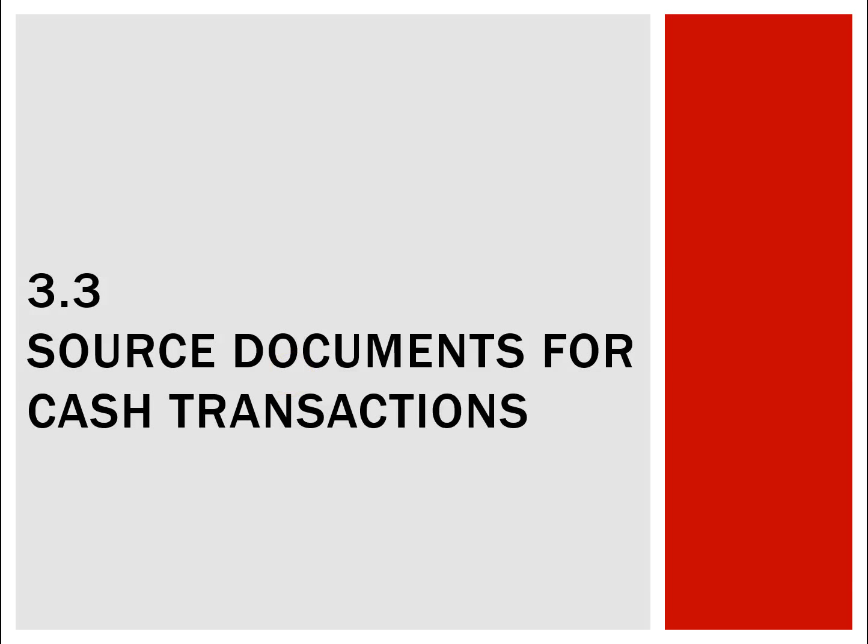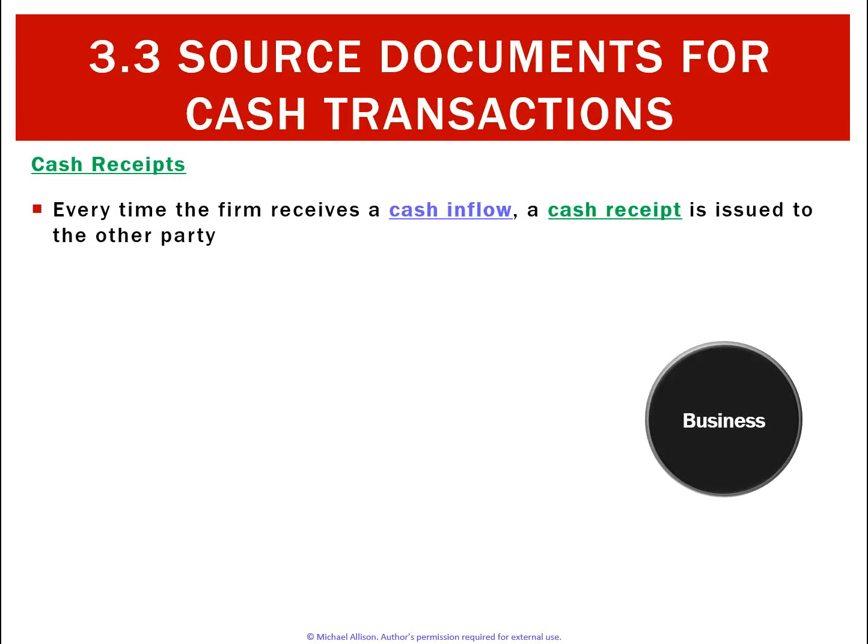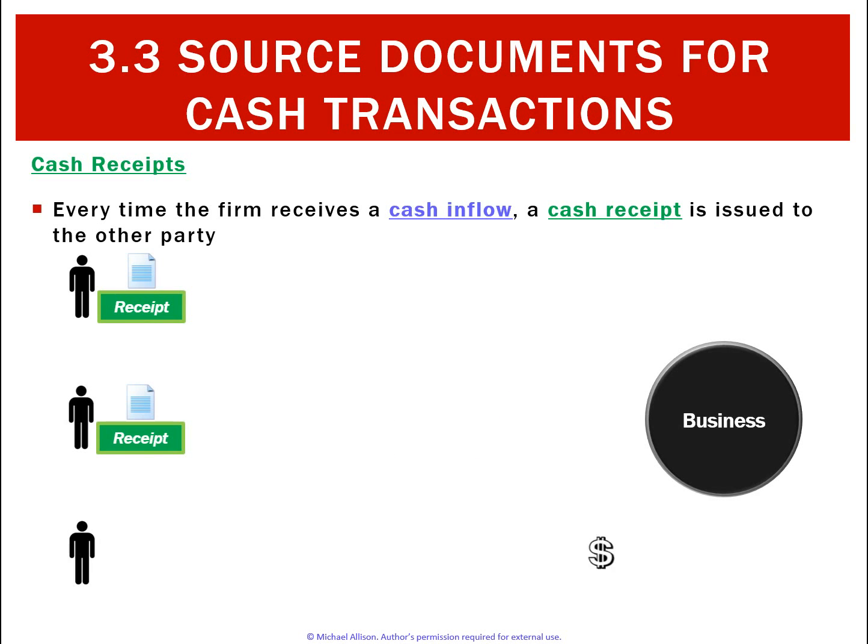We'll start off with the source documents that are created for cash transactions. We can see the two types of documents there are: cash receipts and check butts. With cash receipts, every time the business receives cash, it must issue a cash receipt. Someone gives us cash, we send them a receipt.